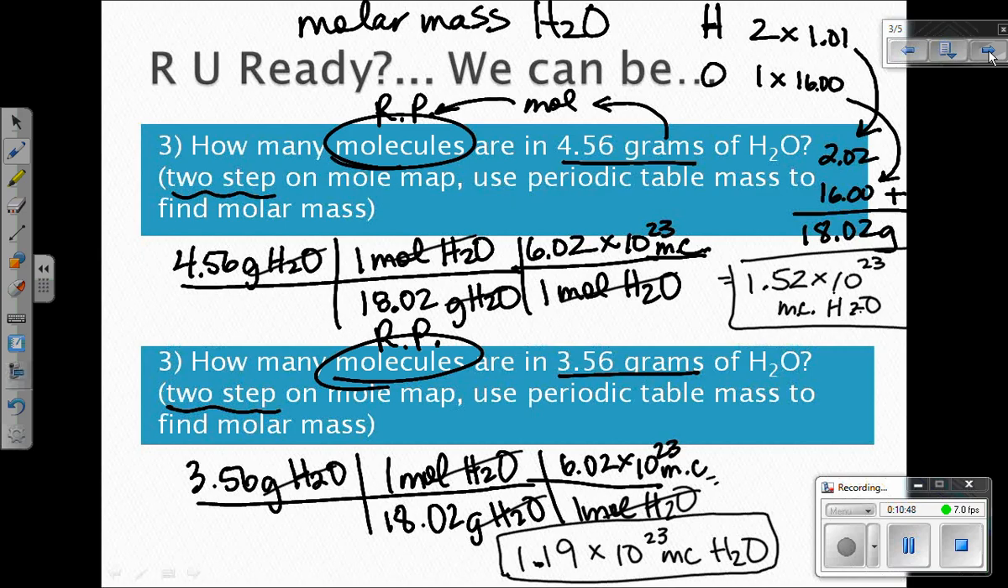All right. Again, it was a two-step problem because we had to have two conversions. We had to change it from grams to moles and then moles to molecules. So just remember that you can't skip the moles middle part. So if you're not at moles, you have to get to moles before you can go to a different part of the map. All right.